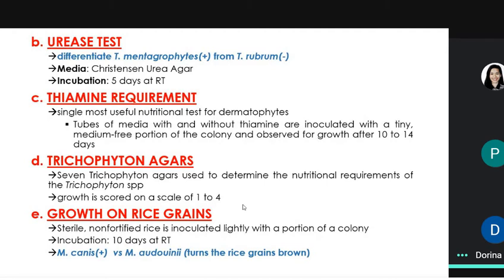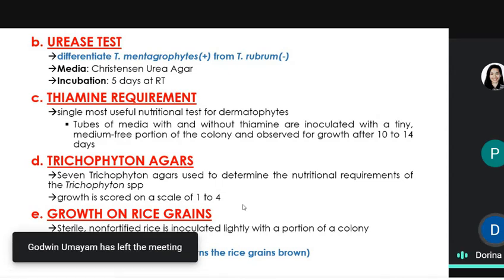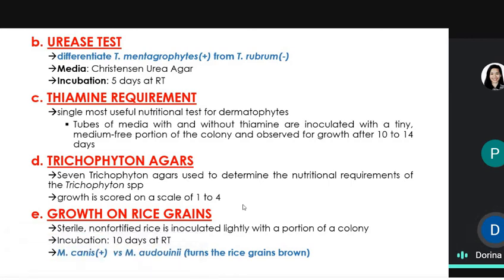It will break down the urea, ma'am. Into rapid urease. Rapid urease. Yung breakdown the urea to ammonia plus carbon dioxide. Si ammonia ang magbibigay ng alkaline environment. Yun ba yun? Paki-check ha ang urease test. So, this is just to differentiate you.